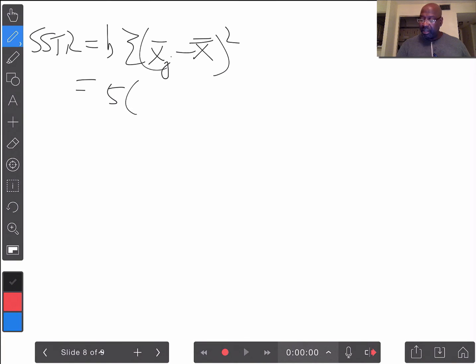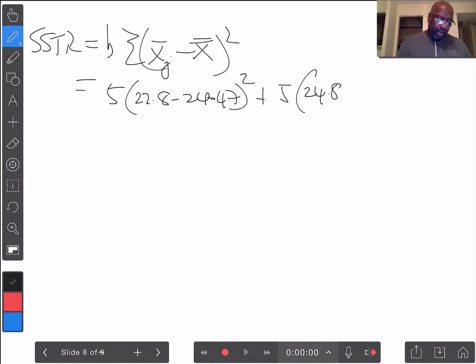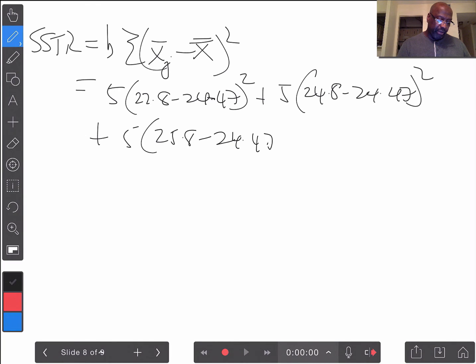And then if you go back to the data, if you've written it down, for treatment 1, the treatment mean was 22.8. So 22.8 minus 24.47 squared plus 5 times the second treatment mean, 24.8 minus 24.47 squared, plus 5 times the third treatment mean, 25.8 minus 24.47 squared. When we work that out, we get a value of 23.33.